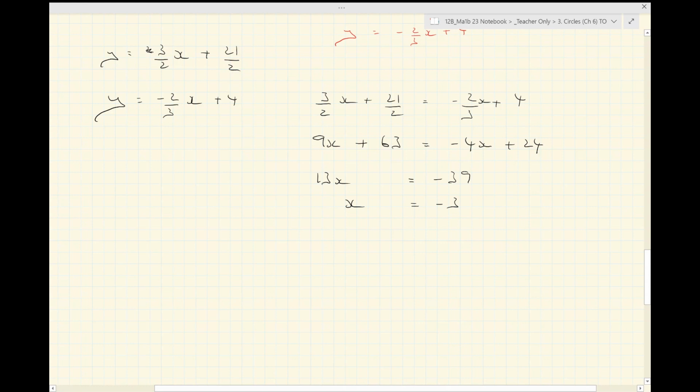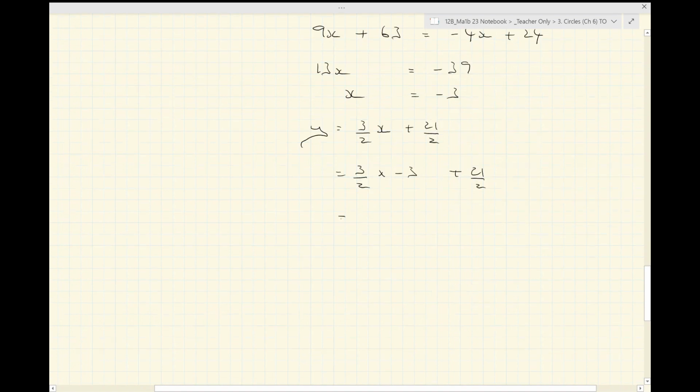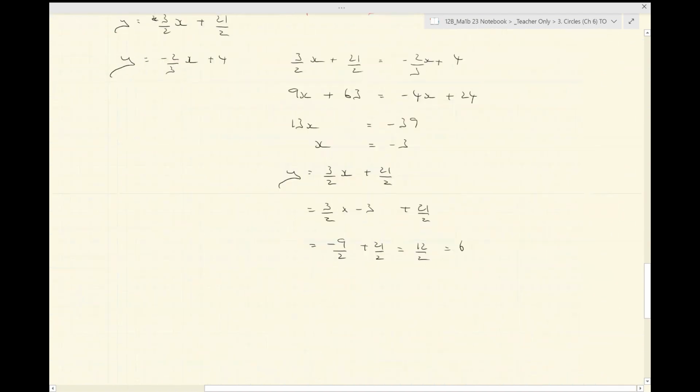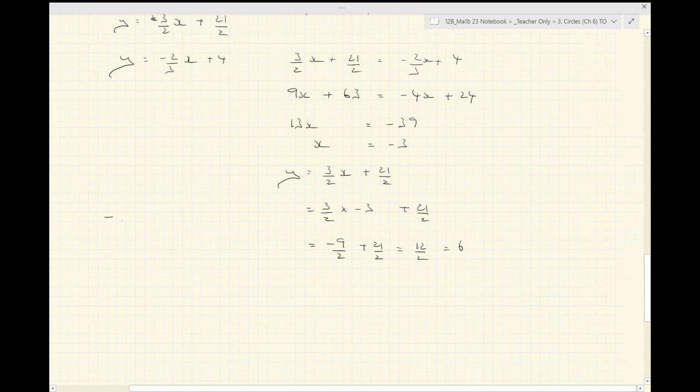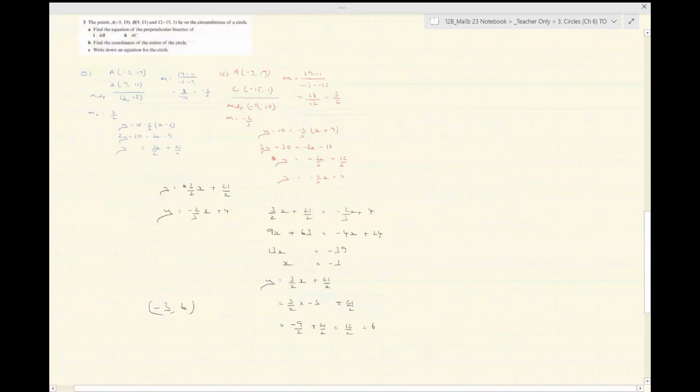Good. So now I need to find out what y is. Well, I use one of those equations. It doesn't matter which. I'll use y equals 3 halves of x plus 21 over 2. So that's going to be 3 over 2 times minus 3 plus 21 halves, which is minus 9 halves plus 21 halves, which is 12 halves, which is 6. So the centre of the circle is at minus 3, 6. And that is part B complete.